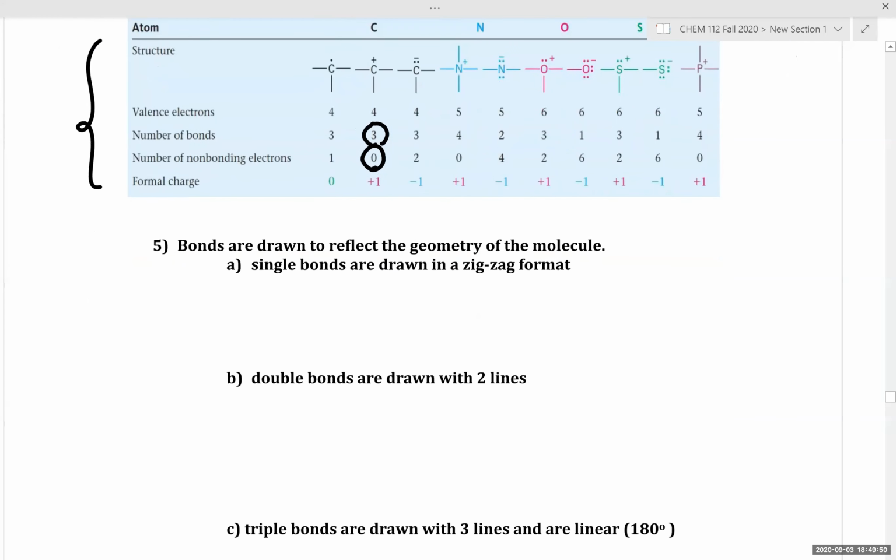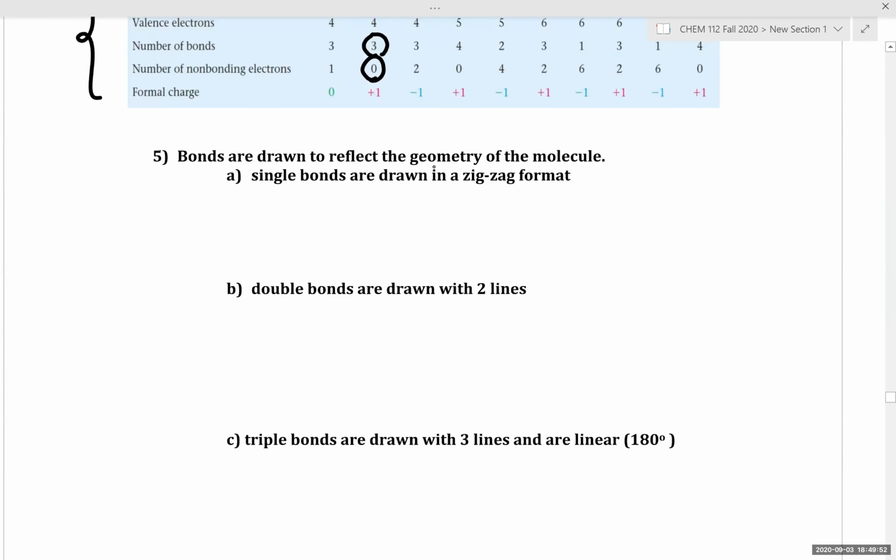Okay, so bonds are drawn to reflect the geometry of a molecule. Single bonds are drawn in a zigzag format. The reason for that is that carbon is tetrahedral, and this zigzag format tries the best that it can to represent our 109.5 degree angles. So that's why we draw our bonds in a zigzag arrangement.